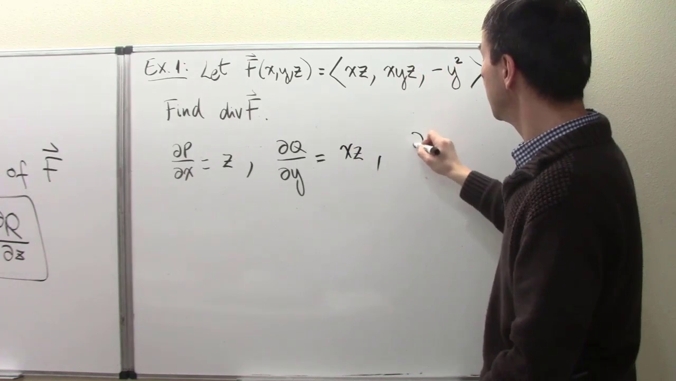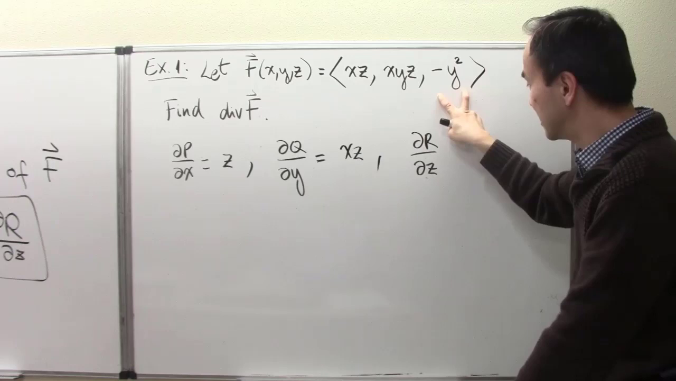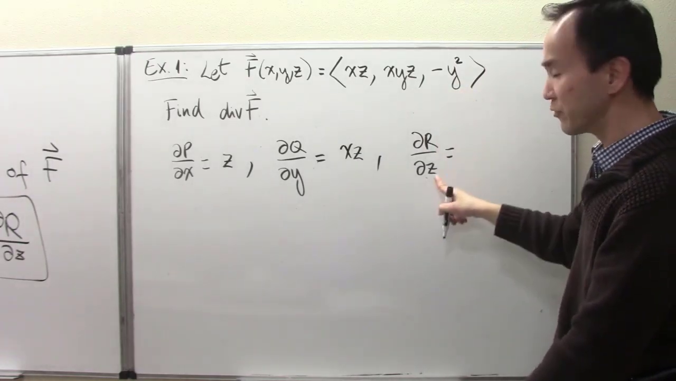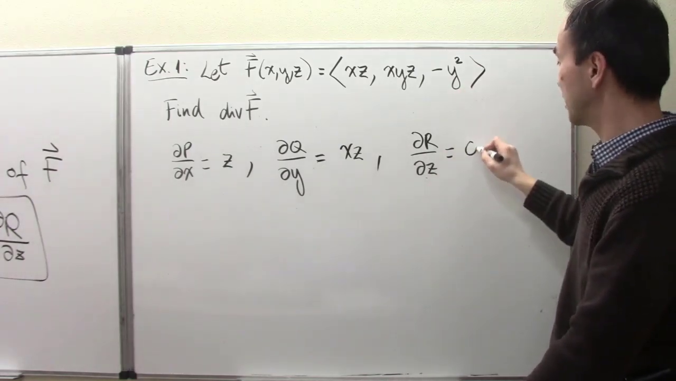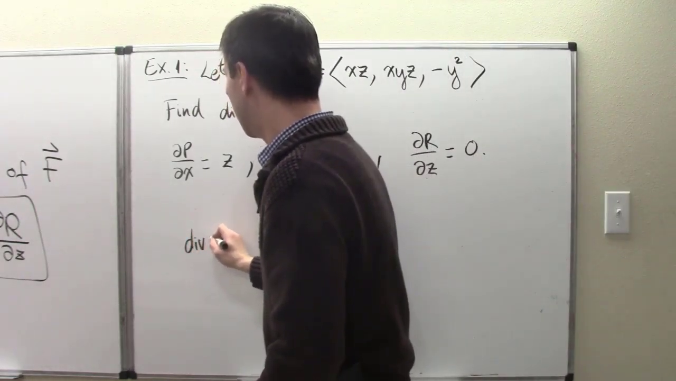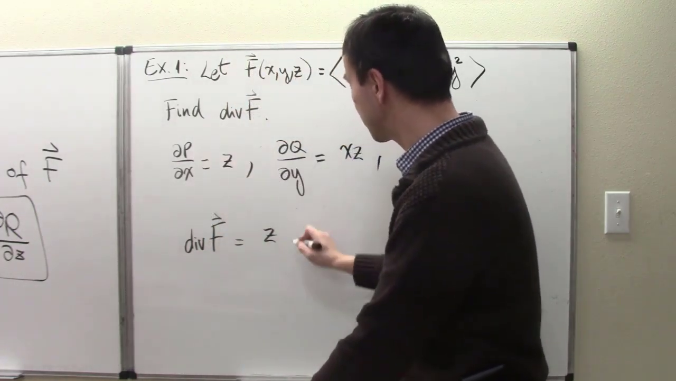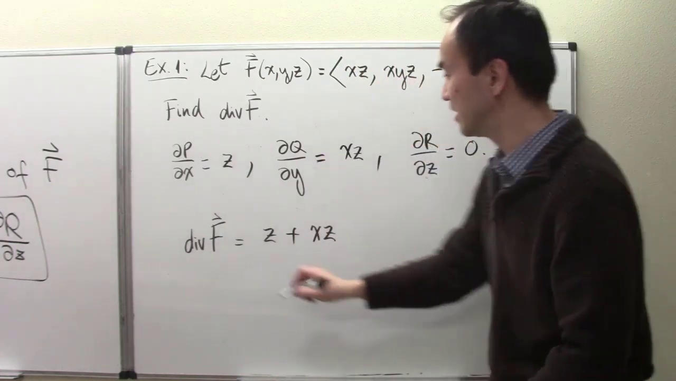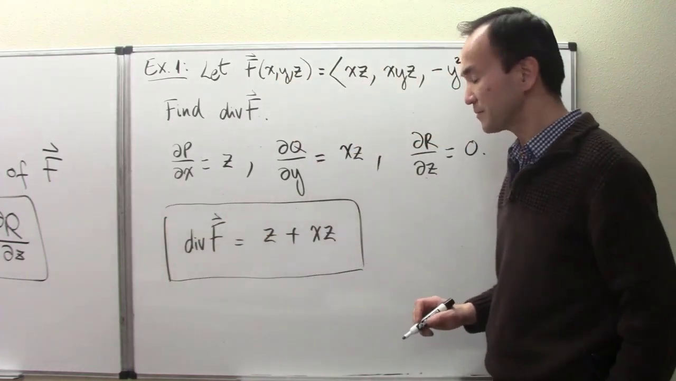Okay, and then dr, dz. This is r, the third component of our vector field. And so we're going to take the partial derivative of the third component in respect to the third variable. And there's no third variable in this particular third component, so it becomes just a 0. And so in the end, the divergence of this vector field comes out as easy as just z being dp dx plus xz being dq dy plus a 0. And that is the answer to our divergence of the vector field.